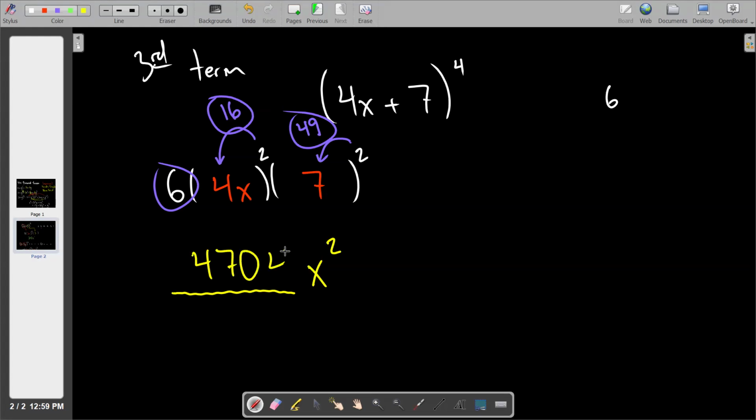Oh, wait, I put x. You didn't put x squared? Now I just put square. Oh, I'm just stupid.